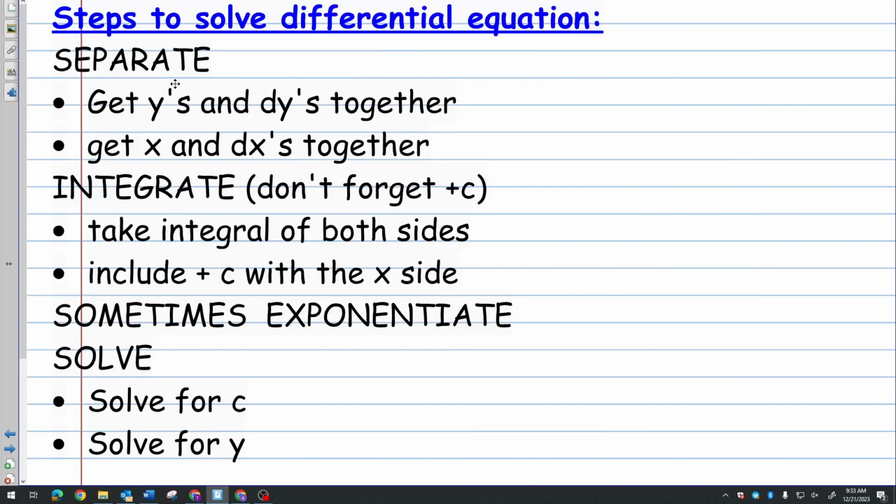So first we're going to separate, then we're going to integrate, just like immigrants do. Okay, separate, then integrate. Don't forget C. All right. And sometimes you're going to exponentiate, and you'll exponentiate if on the left side for some reason you get ln of y. Okay, that's when you're going to exponentiate. That's the only way to get this y by itself. And then finally we're going to solve for c and solve for y, in any order down here. C or y, it doesn't matter.